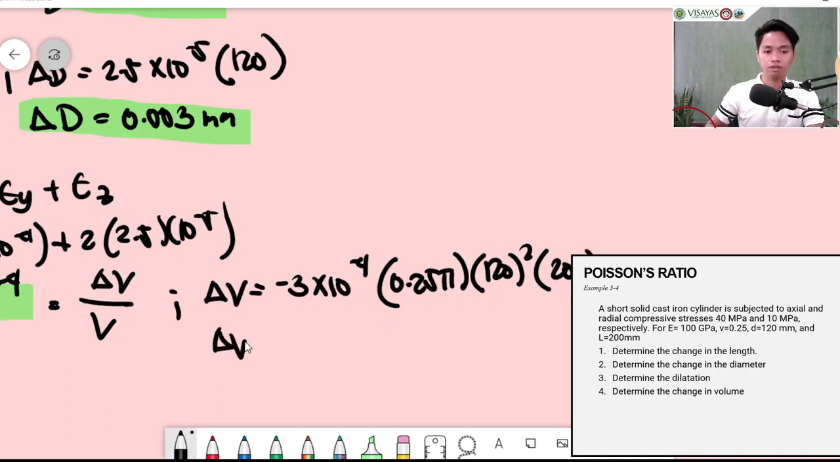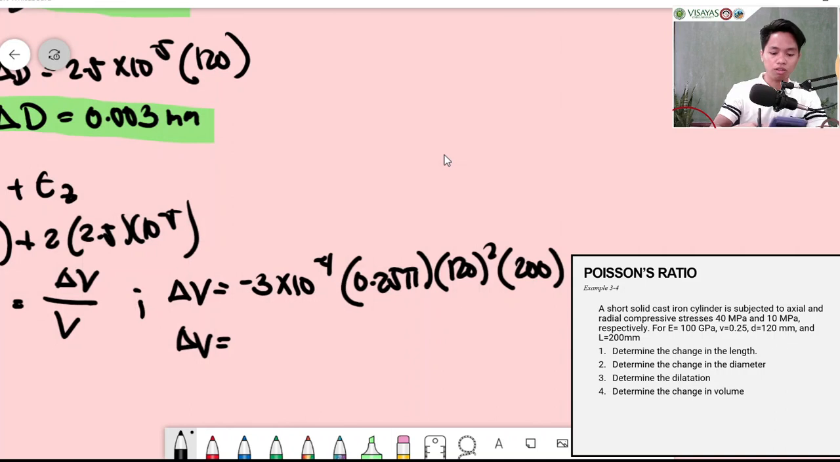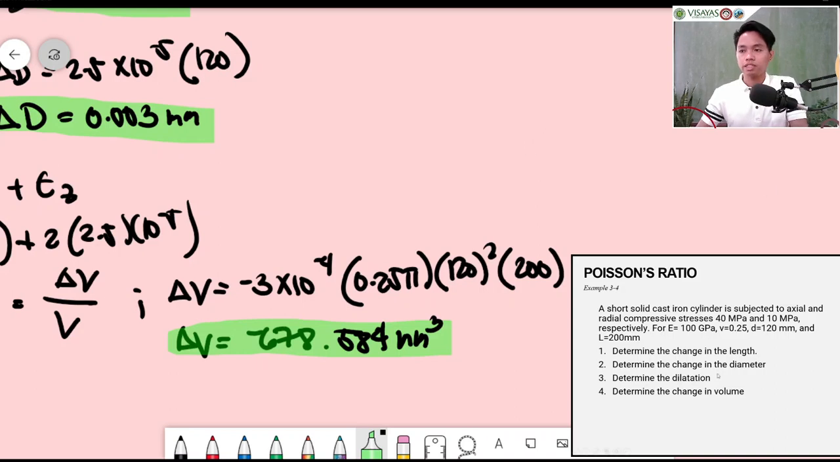So therefore, your change in volume is equal to negative 3. It is negative, so our volume decreased. Negative 4 times 0.25 pi multiplied by 120 squared times 200. Therefore, our change in volume is negative 678.584 cubic millimeters. Okay, so that is how you solve your multiaxial stresses. So let's check if we have the same answer.